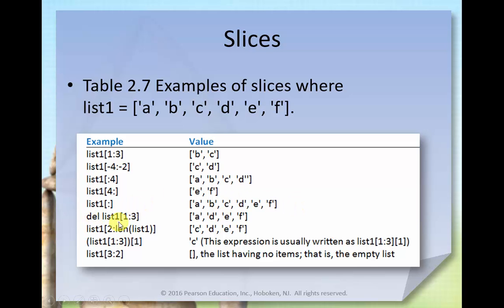Delete these elements, so it takes out the B and the C, and so on. Don't need to go through all these. You can take a look at them on your own, and this is right out of the book.